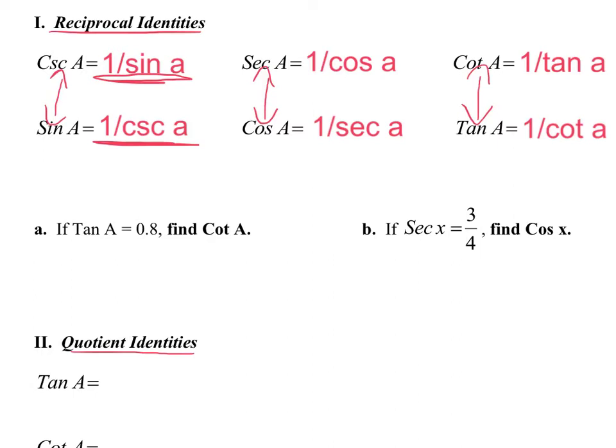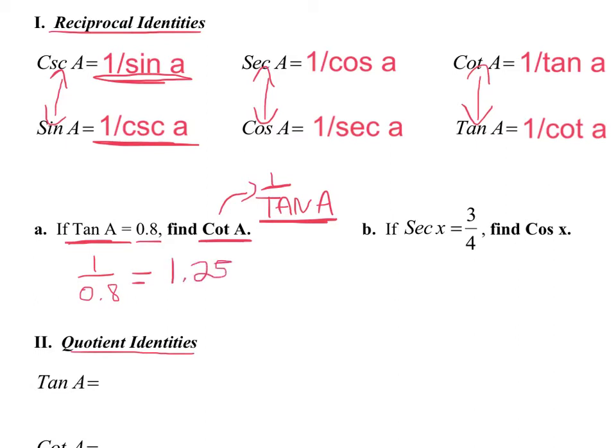So if I look at A, saying, all right, if tangent of A is 0.8, find cotangent. Well, I know cotangent, that's the same as saying 1 over the tangent of A. So I could just take that 0.8 and substitute it in for this tangent of A. So it's just 1 divided by 0.8. When you do that, you get 1.25. That's what cotangent of A equals.